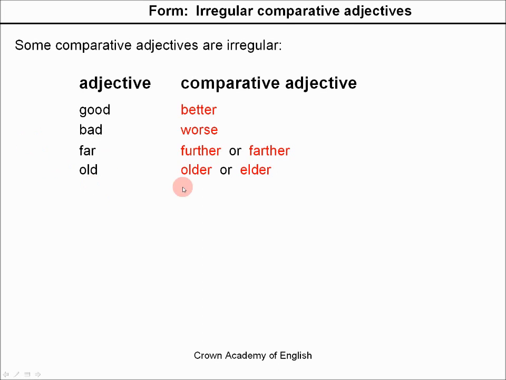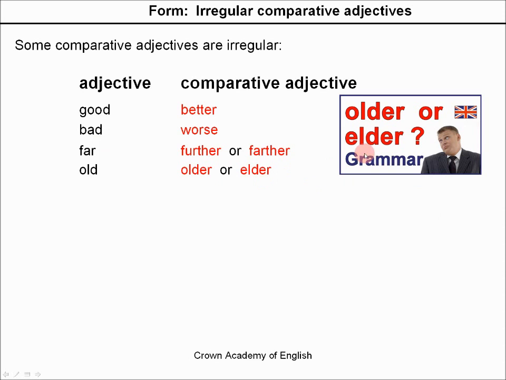Old is either older or elder, but there are a few differences between the words older and elder. There are a few grammar rules that you need to learn, and I have another video on my channel which explains this. So if you just click here on the screen, that will open a new window, and I advise you to watch that video.